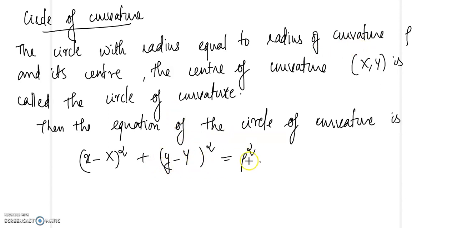Once we have the center and radius, we know how to write the equation of the circle. So the equation for the circle of curvature is (x minus capital X) whole square plus (y minus capital Y) whole square equal to rho square. Here rho is the radius of curvature value and capital X, Y is the center of curvature. So that is the definition of the center of curvature and circle of curvature. Let us see a few problems on finding the center of curvature and circle of curvature.